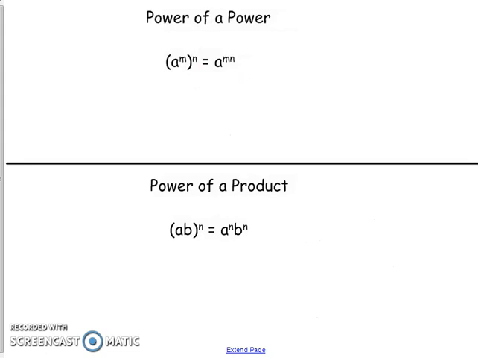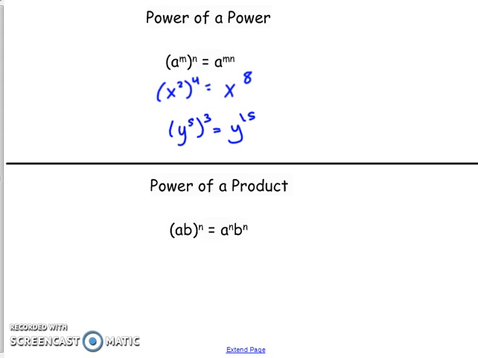When you raise a power to a power, you multiply your exponents together. So if I had something like x squared to the 4th, this would equal x to the 8th, because I'm multiplying my 2 and my 4 together. Similarly, if I had y to the 5th to the 3rd, that's going to give me y to the 15th.